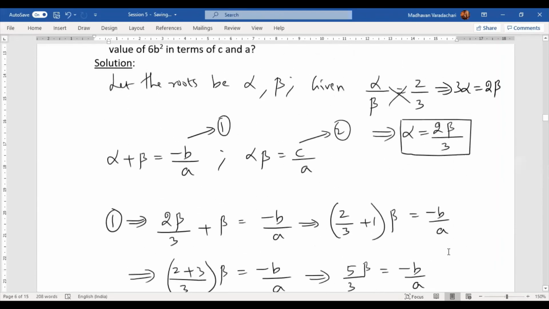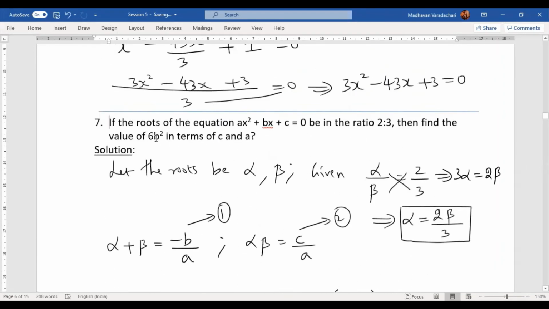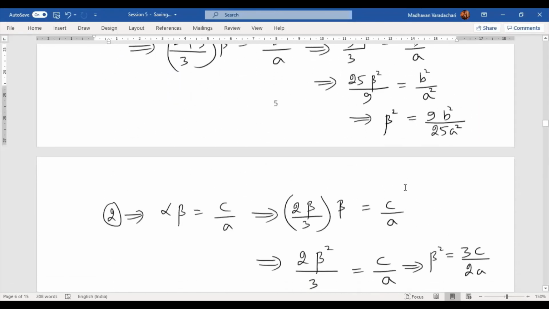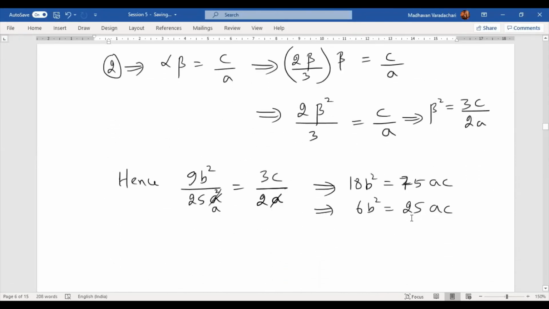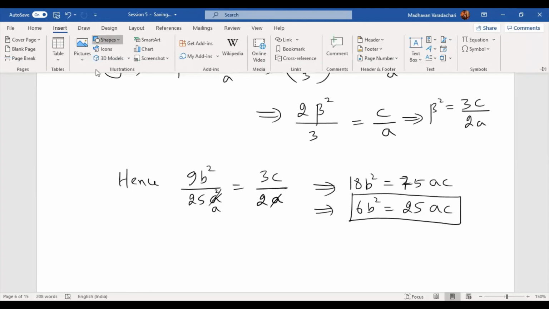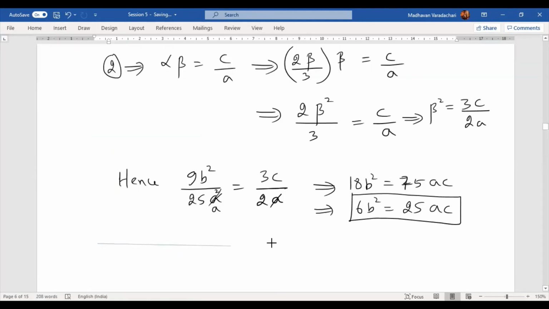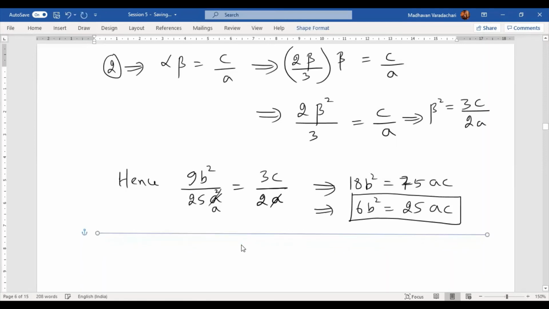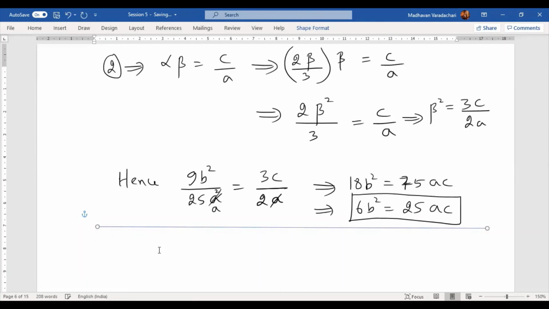That is the question: express or find the value of 6b square in terms of C and A. We already have the result having C and A. That means it is actually the product of C and A multiplied by 25. So that is the result, that is the solution for this. Now let us move on to the next question.